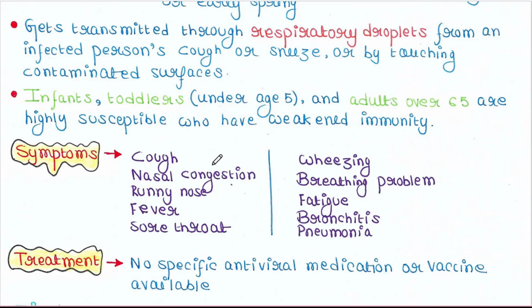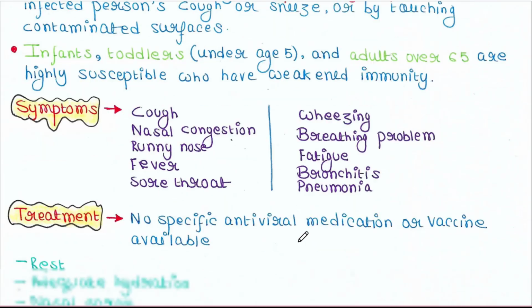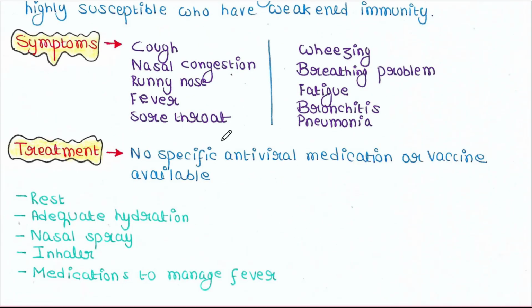Symptoms: cough, nasal congestion, runny nose, fever, sore throat, wheezing, breathing problem, fatigue, bronchitis, pneumonia. Treatment: no specific antiviral medication or vaccine is available till now. Rest, adequate hydration, nasal spray, inhaler, and medications to manage fever are the only things used to treat a person. So this much of information I have till today, 8th January 2025.